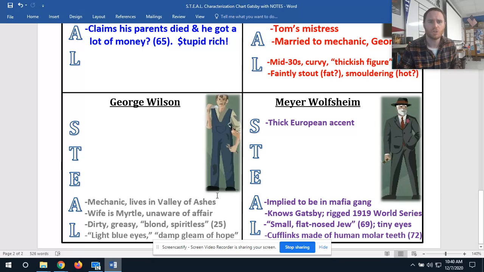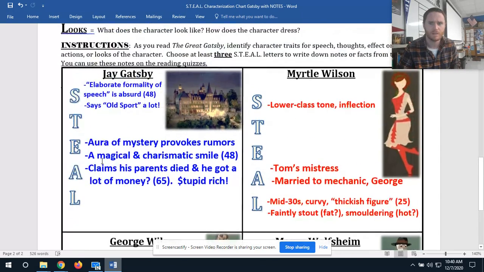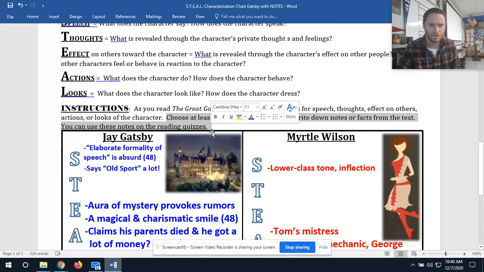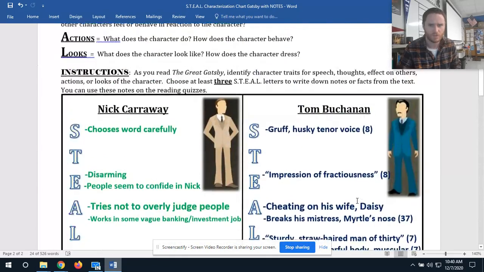S.T.E.A.L. characterization chart. If you can fill in any other blanks, that'd be great, and they might help you on a future reading quiz. Try to get at least 3 of these categories noted for each character.